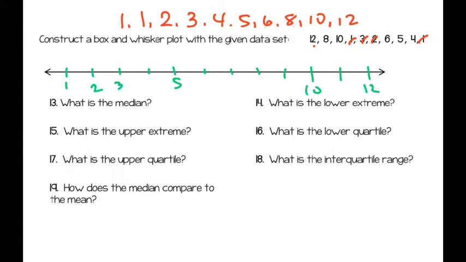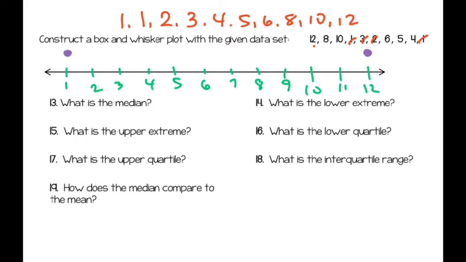All right, so you want to label your number lines so it's readable. You don't necessarily have to label every single point, but you want it to be readable. Okay, now the next thing you're going to do is mark your extremes, your minimum and your maximum. So I see my minimum is 1, so I'm going to put a dot right there. And my maximum is 12.